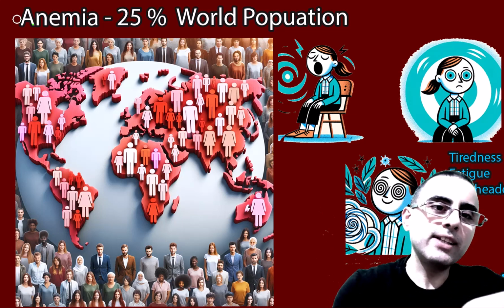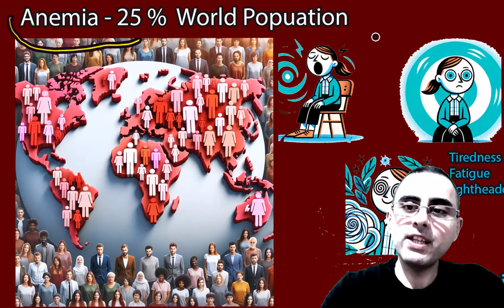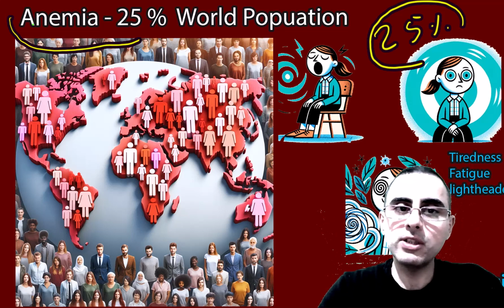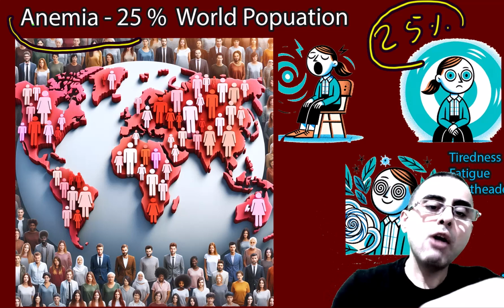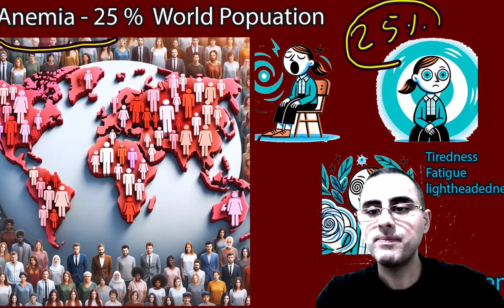We will talk about anemia and the most common causes of anemia. It affects around 25% of the world population. It's a very high number. It means it's a very common condition. And how do we define anemia? Anemia is when we do not have enough healthy red blood cells.